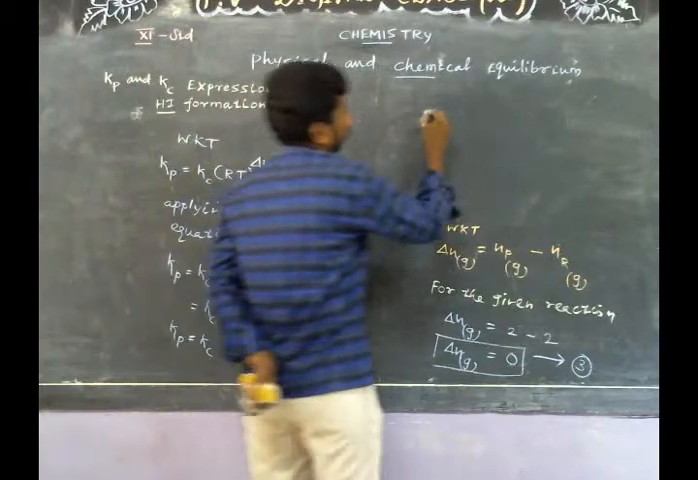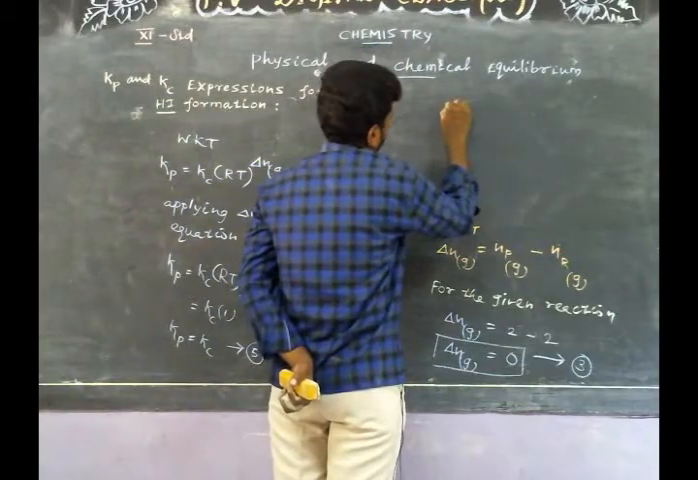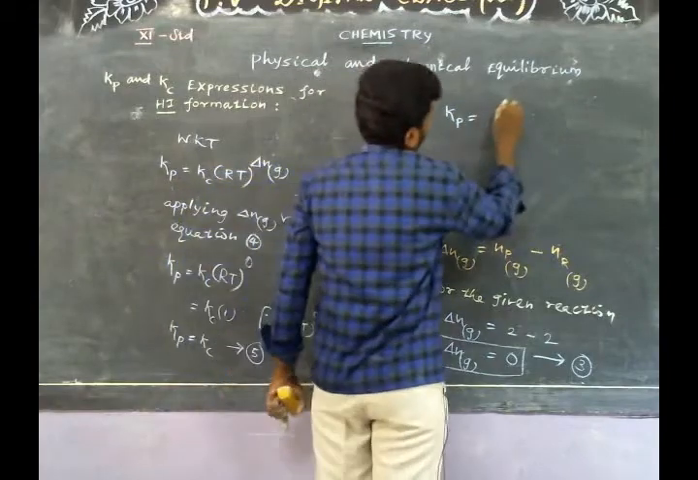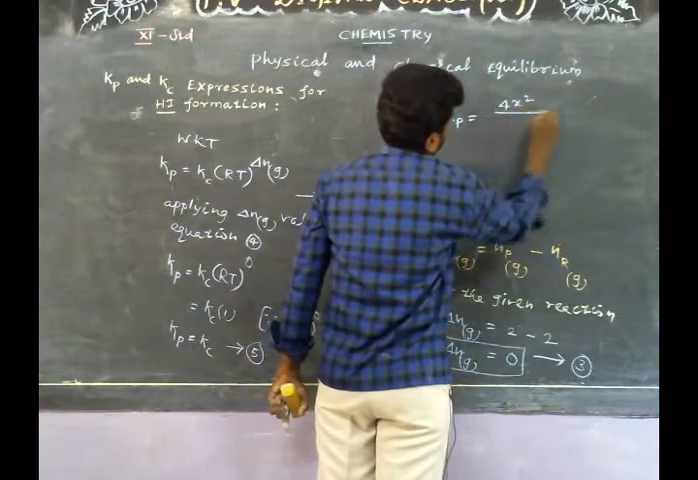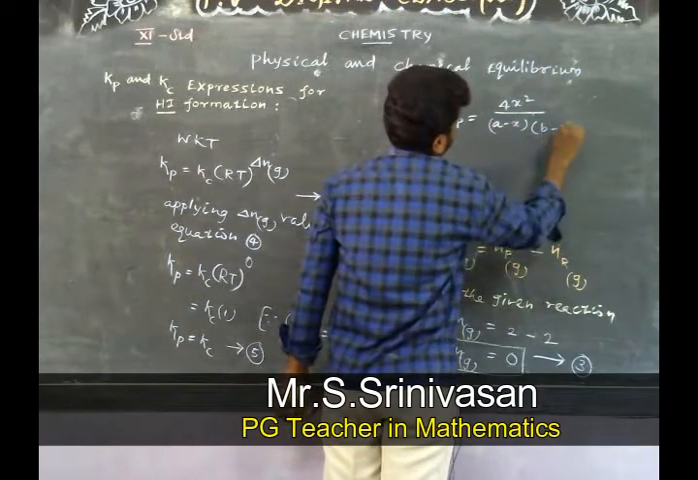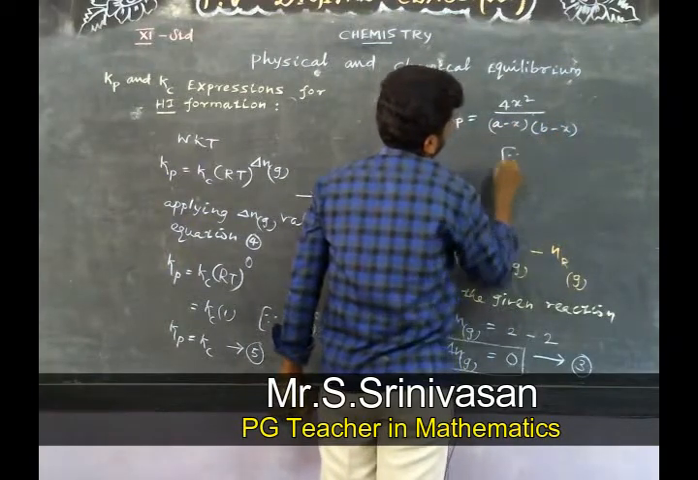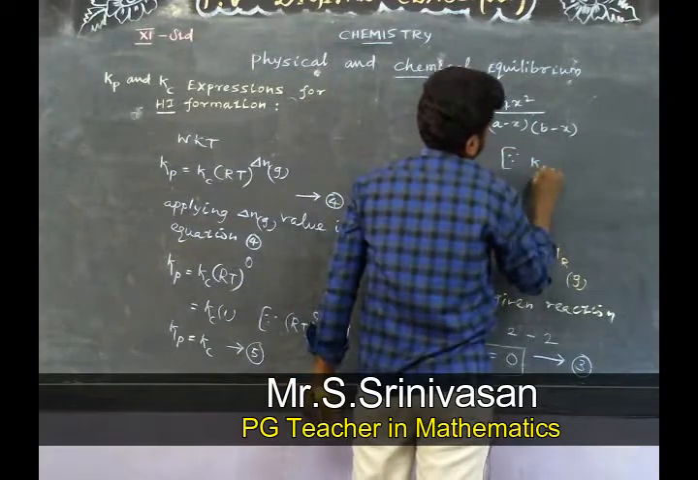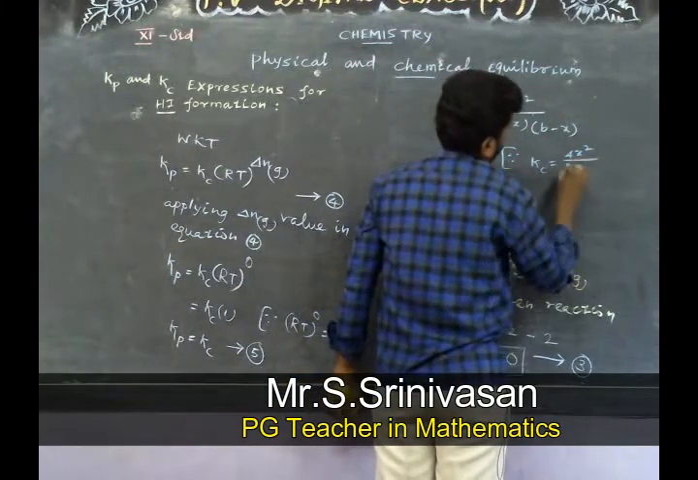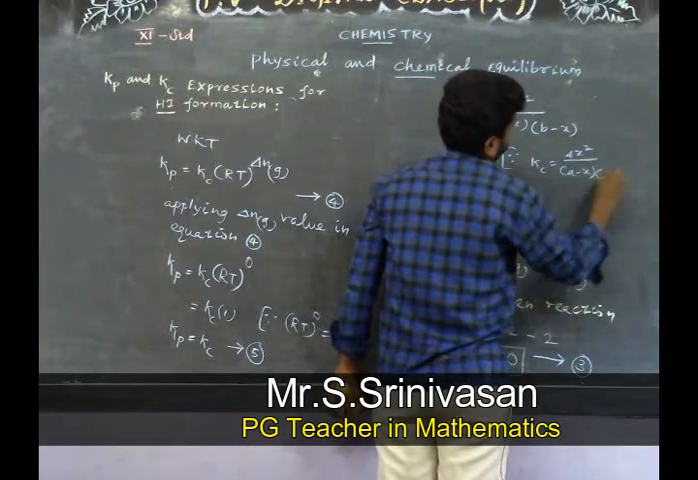Hence, Kp is equal to 4x square divided by A minus x into B minus x, since Kc is equal to 4x square divided by A minus x into B minus x.